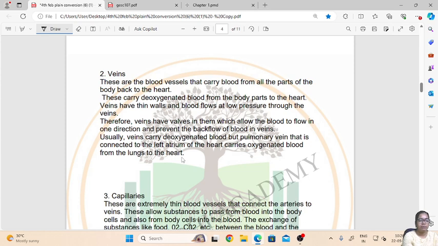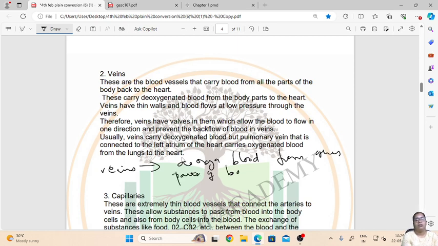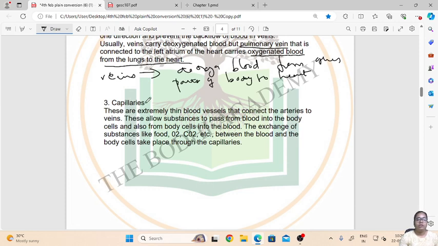So over here veins carry deoxygenated blood from other parts of the body to the heart, and only the pulmonary vein will carry oxygenated blood from the lungs to the heart. So this is the difference between arteries and veins, and this is how veins do the function of circulation. Now let us see which is the third type of vessel. The third type of vessel is the capillary.